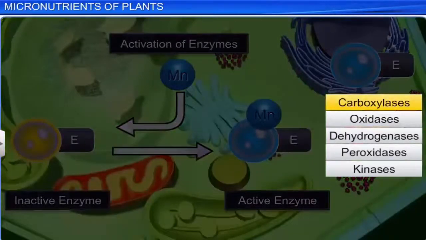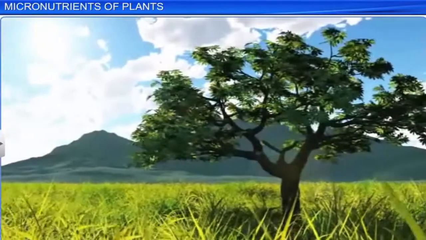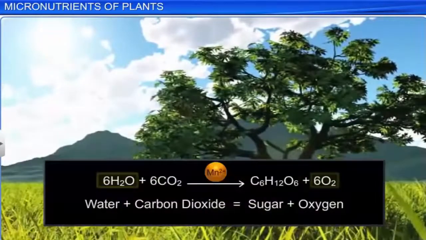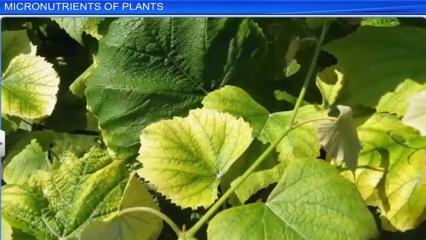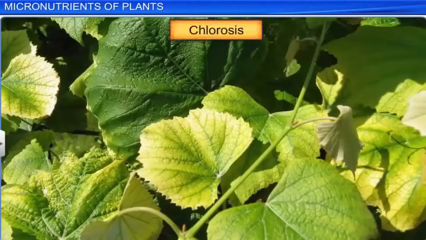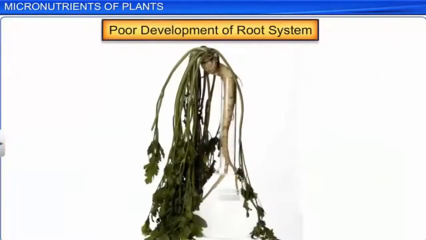carboxylases, oxidases, dehydrogenases, peroxidases, and kinases. It plays an important role in the splitting of water to liberate oxygen during photosynthesis. Deficiency symptoms include chlorosis, gray spots on leaves, and poor development of the root system.